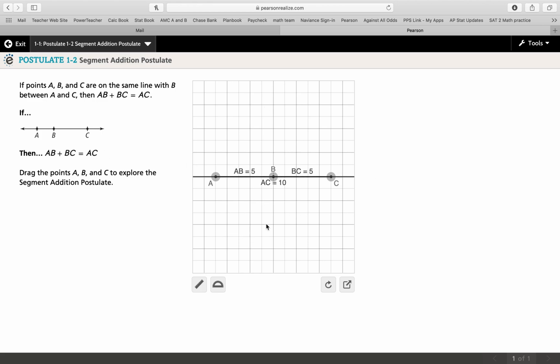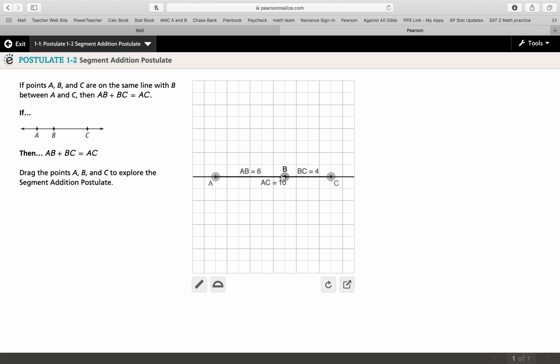Here's a little diagram over here you can play with on your screen as well. So you'll see I have point A, point B, point C. And it gives you the distance from A to B is 5. The distance from B to C is 5. When you add them together, you get 10. Now I can move B around. So now AB is 4, BC is 6, but AC is still 10. AC has not changed no matter where B is, because I'm just moving the two segments around, but the total distance AC is the same.